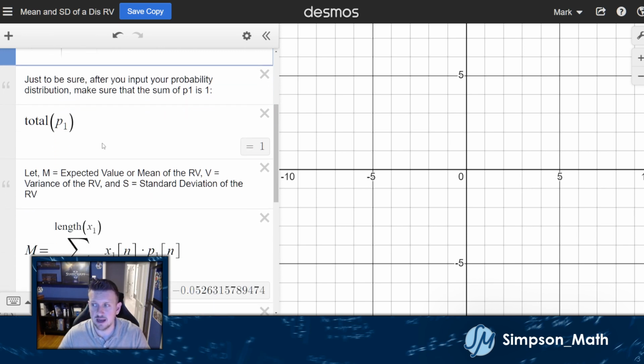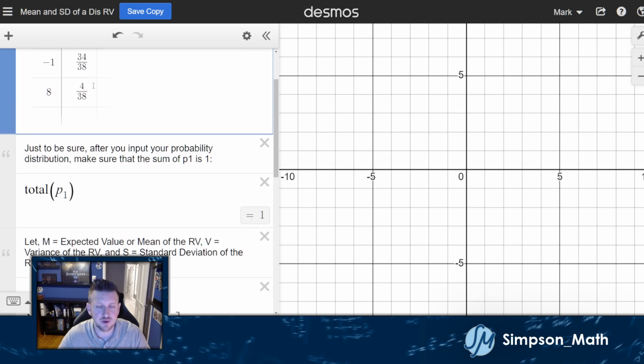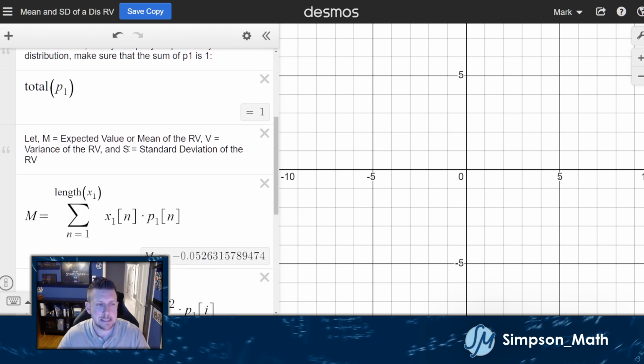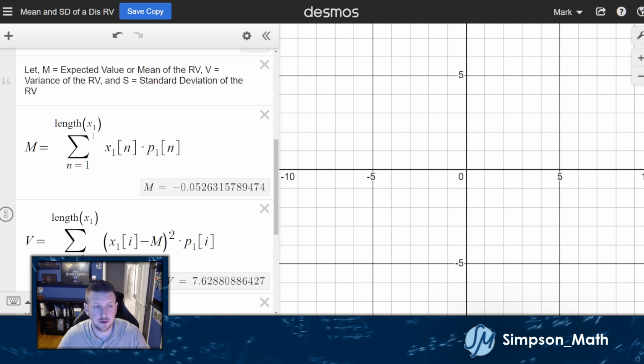All right, then make sure it's out from behind me. This here is just to make sure that my probabilities add to 1, as they should. Great. Here I'm saying that M is the expected value, the M for mean, the V is for variance, and the S is for standard deviation.